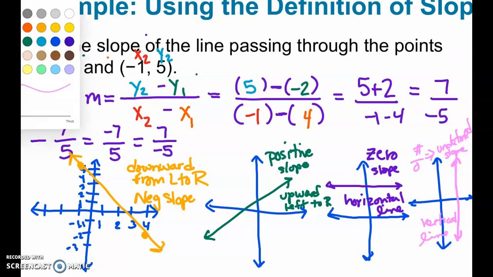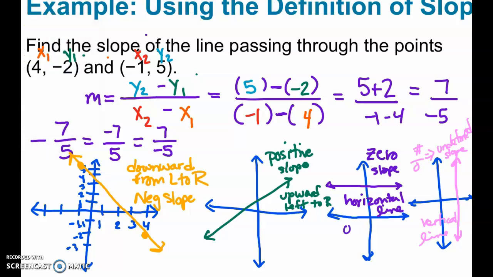Different than that horizontal line, because when you calculate the slope here, you end up with 0 divided by a number. And you can take 0 and divide by any number. This one equals 0. So you have to be careful. Don't just write 0 if this happens. The 0 slope has no vertical change, no change in the y's. But this one has no change in the x's.